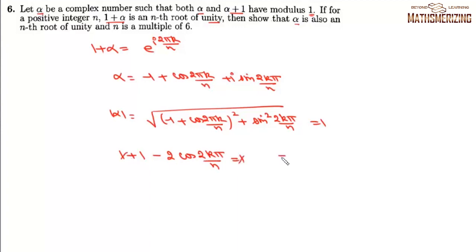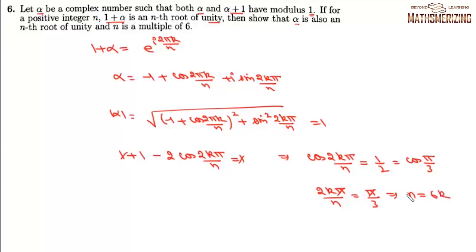This 1 and 1 will cancel. So from here we can write cos 2k pi by n will be equal to 1 by 2. Now 1 by 2 is cos pi by 3. Now we compare, we can write 2k pi by n will be equal to pi by 3. Now this pi and pi will cancel. So we can write this n as some 6k. That is, this n, it is a multiple of 6, which is one part of the question.